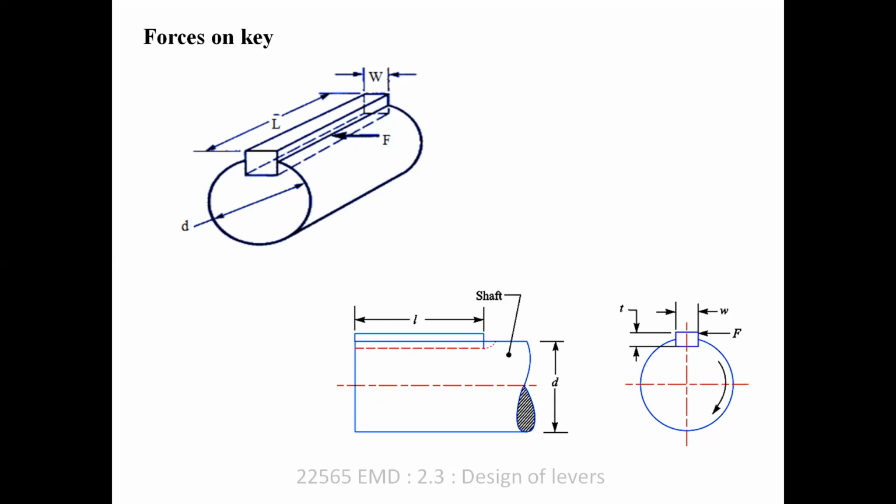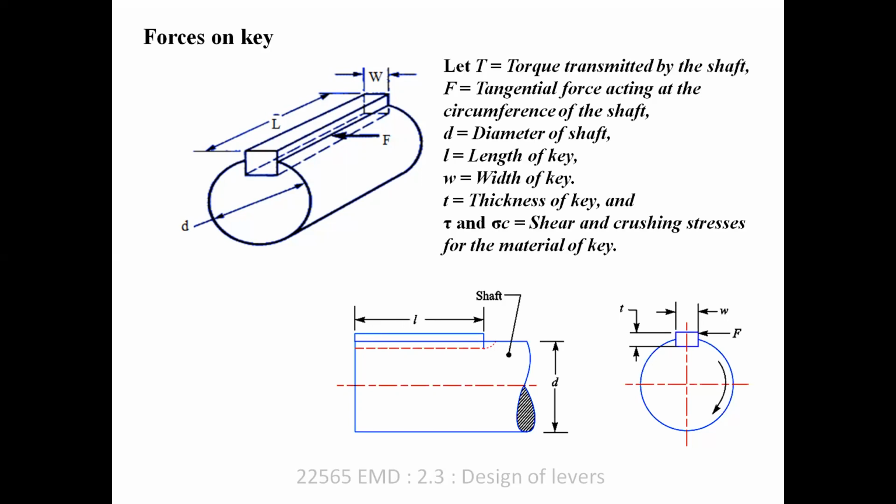So it is subjected to torque. How much is the torque? We know F is the force, and the radius is d by 2, so the torque is equal to force multiplied by d by 2. That much amount of torque is transmitted by the shaft.